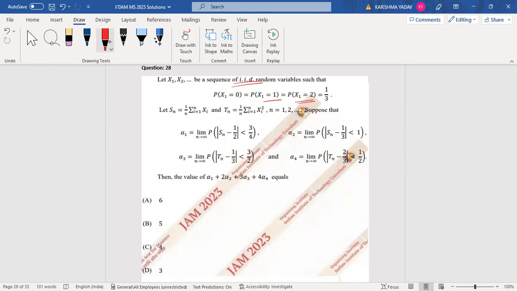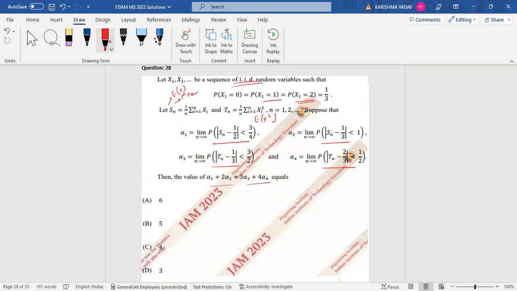Now I can see that this is the mean. And Tn is equal to 1 by n sigma xi square. So I can see that this is the expectation of x square, and Sn is the expectation of x. And n is equal to 1, 2 and so on. Suppose that alpha 1 is equal to this, alpha 2 is equal to this, alpha 3 is equal to this, and alpha 4 is equal to this. Then the value of alpha 1 plus 2 alpha 2 plus 3 alpha 3 plus 4 alpha 4. So we have to find the values of alpha 1, alpha 2, alpha 3 and alpha 4.